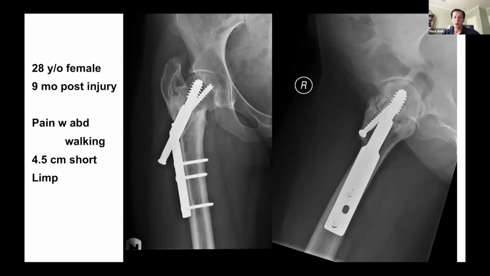So, options here. Well, you could distalize her trochanter or perform a relative neck lengthening, but you're leaving her with no offset, with a very medialized femoral shaft. And in a 28-year-old, she's going to run into knee problems down the road. Plus, she's still 4.5 centimeters short. So I didn't think that that was a good option for her.